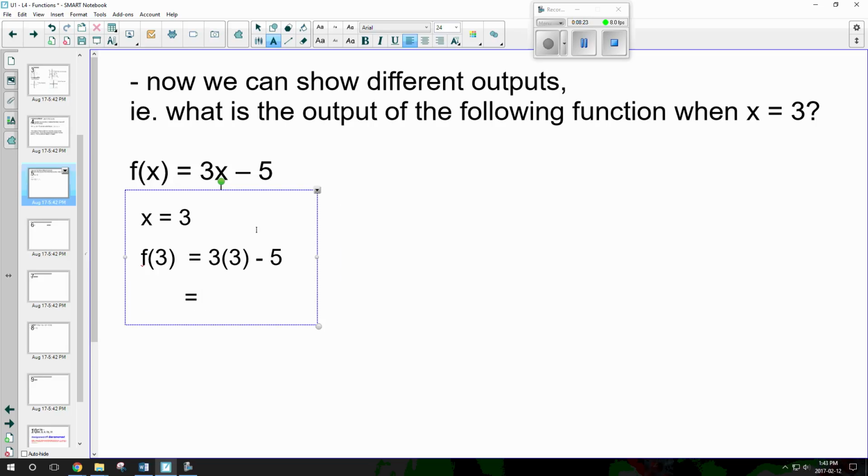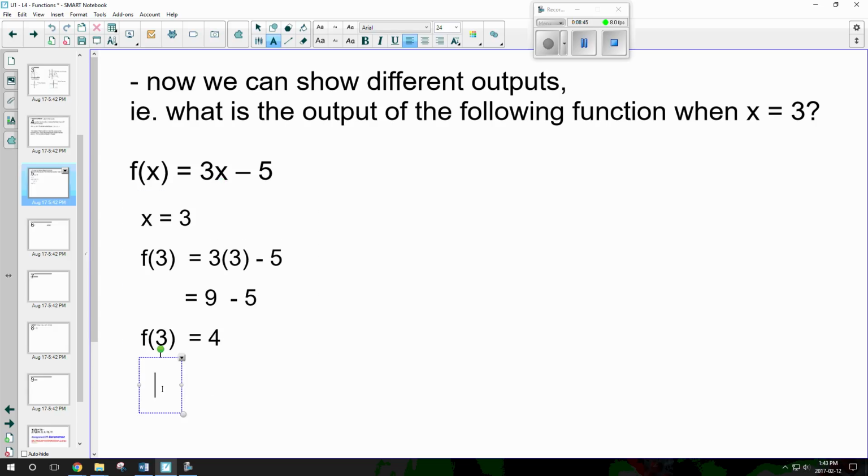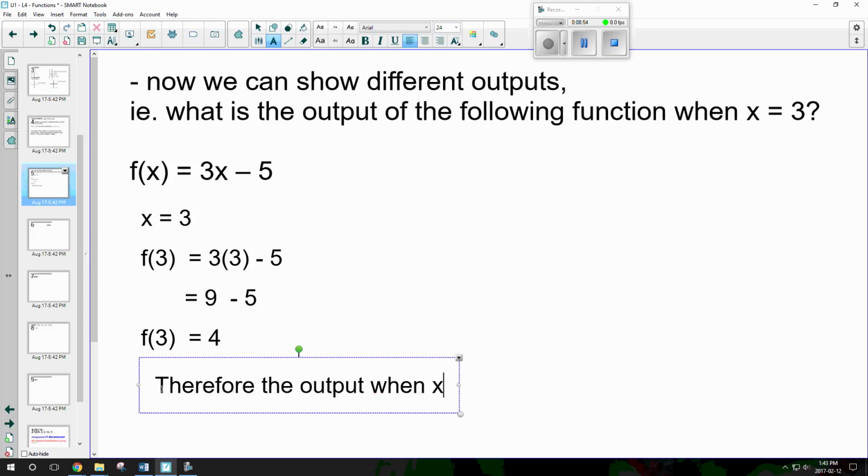So we do 3 times 3, which is 9. And then we need to minus out the 5. So 9 minus 5 is 4. So we know that the value of f at 3, when our x value is 3, our y value is equal to a value of 4. So to answer our question of what the output is, therefore the output when x is equal to 3 is the value of 4.